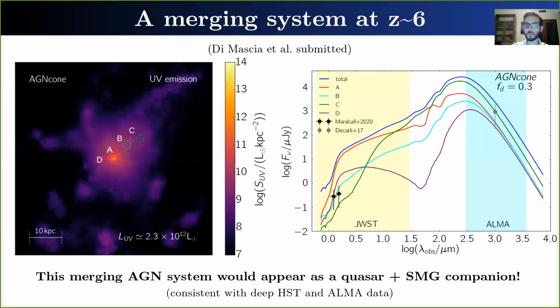We can also be more quantitative by considering the spectral energy distribution of the 4 sources, here shown on the right-hand panel, in which source A, which corresponds to the red line, is brighter than the current deepest HST observation, and source C, the green line, is perfectly consistent with the ALMA data. Therefore, this result is consistent with the HST and ALMA data.